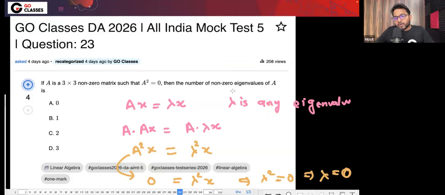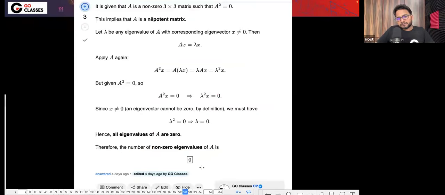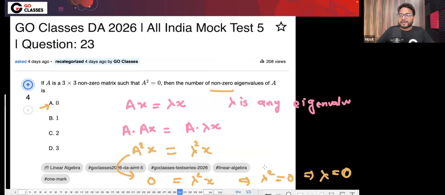So is there any non-zero eigenvalue? No, the number of non-zero eigenvalues is 0. Actually all the eigenvalues are 0 only. So that's why A is the correct answer. Understood? So basically we are getting lambda square equal to 0 ultimately, but it's not like plugging in lambda directly here. It could be wrong.